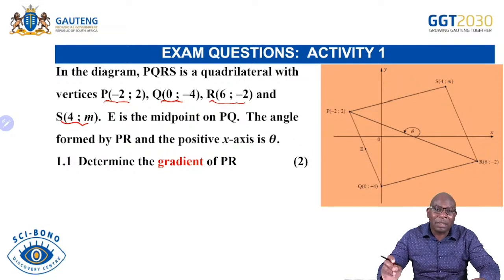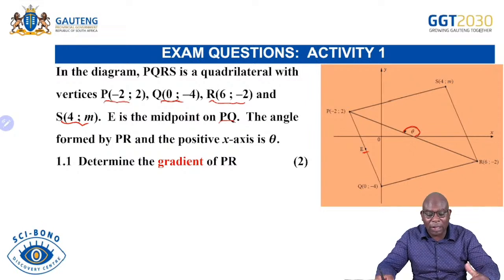Sometimes we find there is information there, but it is not indicated on the sketch. We need to take that information and indicate it on the sketch. Now they say E is the midpoint on PQ. Yes, we can see that E is the midpoint of PQ. The angle formed by PR and the positive x-axis is theta. So that angle from there will be theta. It is between the positive x-axis and the line PR. Okay. The first question says determine the gradient.